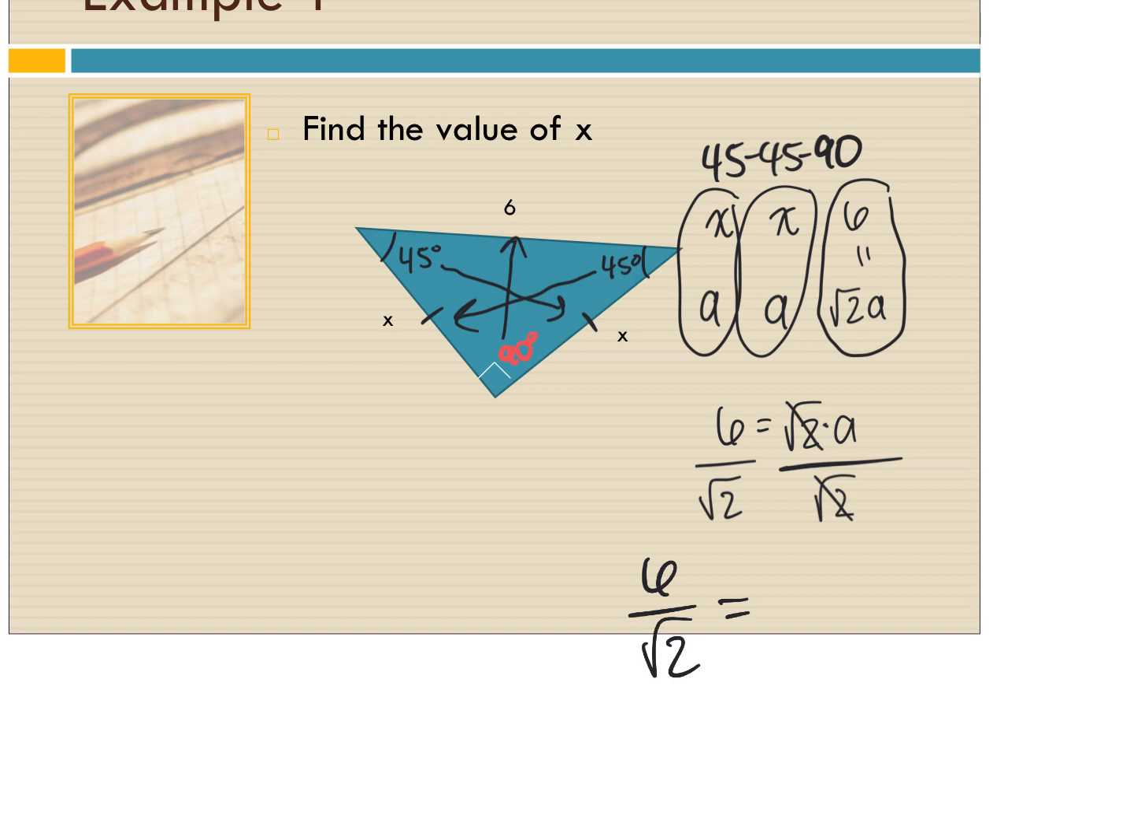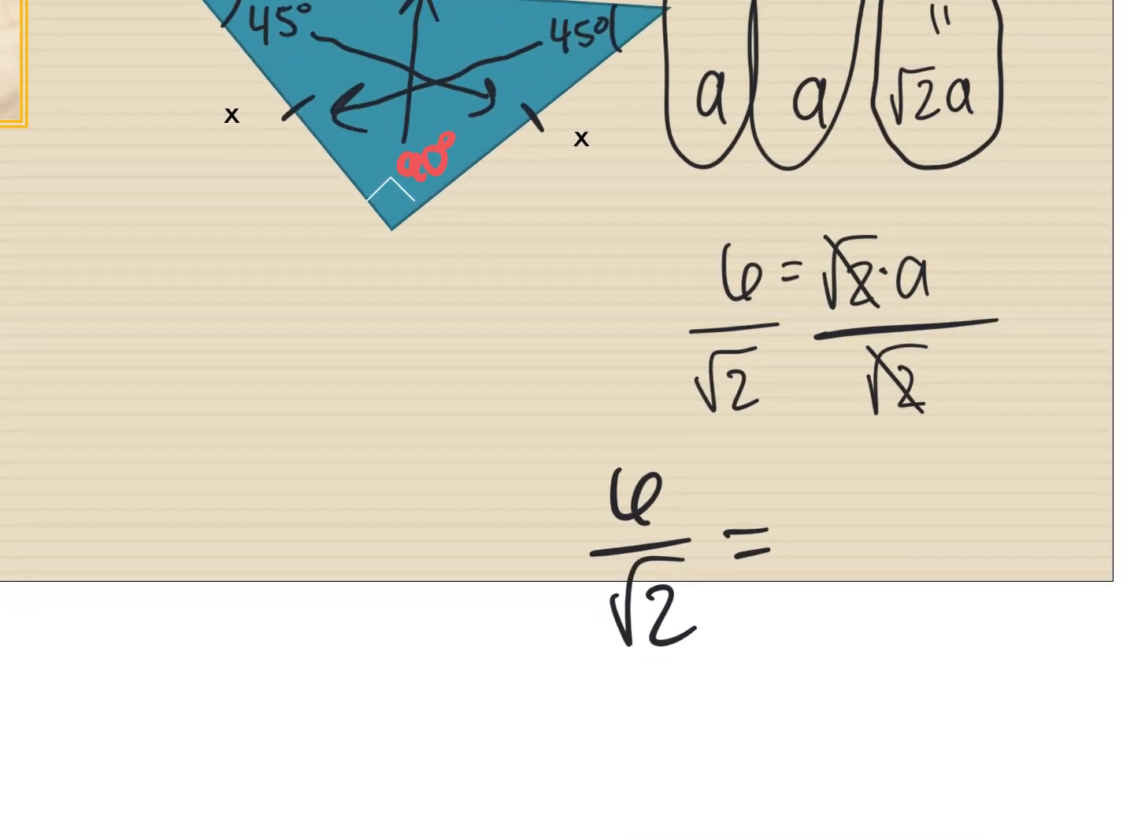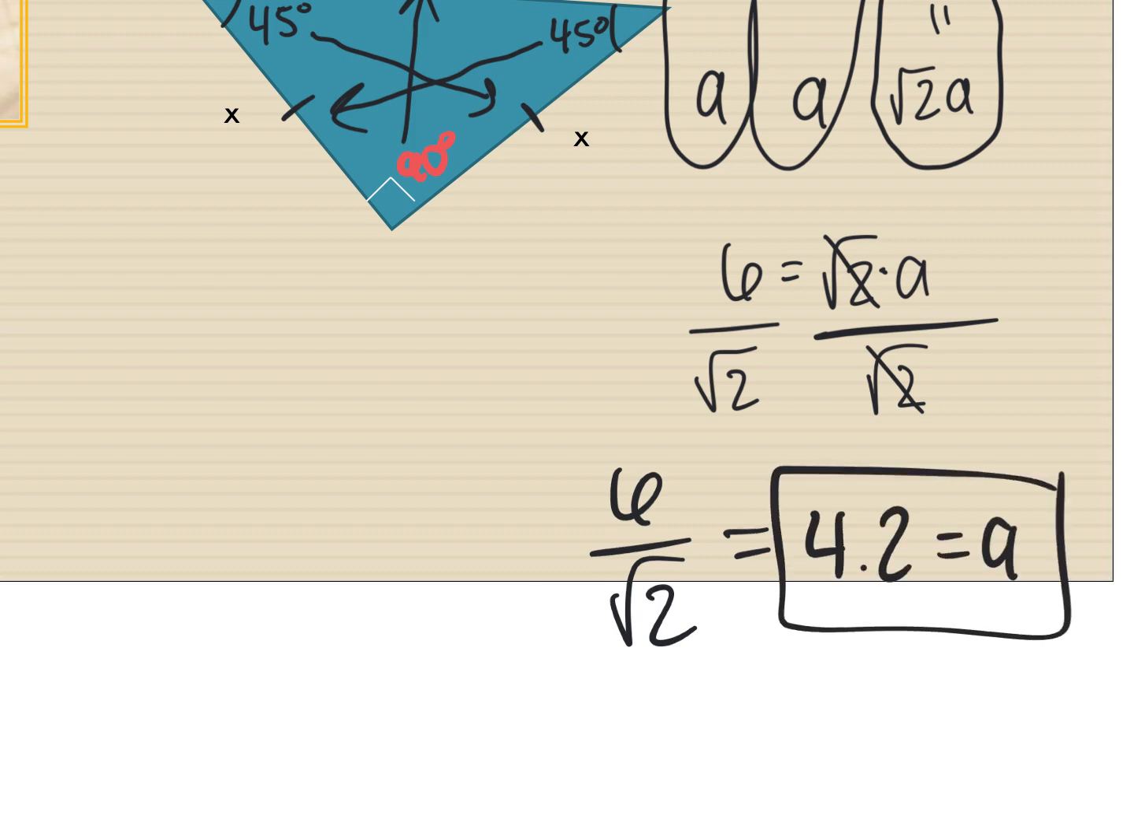Or ask a friend. 6 divided by the square root of 2. 4.2? Yeah, I think 4.2 is correct. So now what I just found was both of my legs, each of them have to be 4.2.